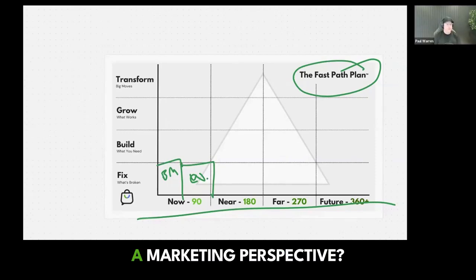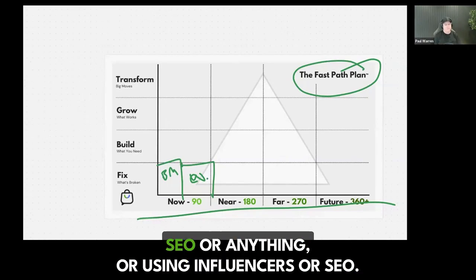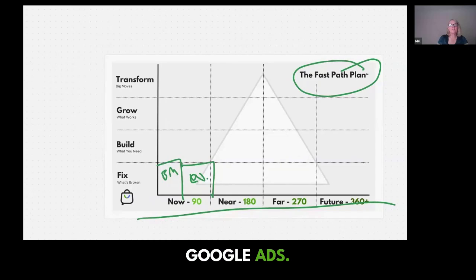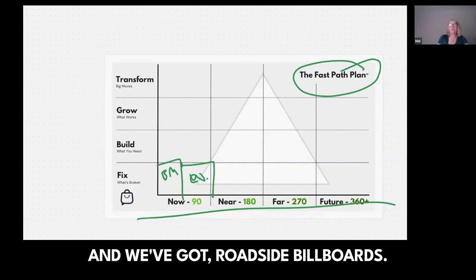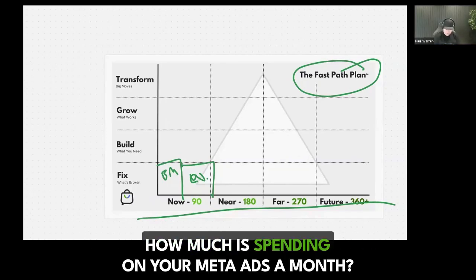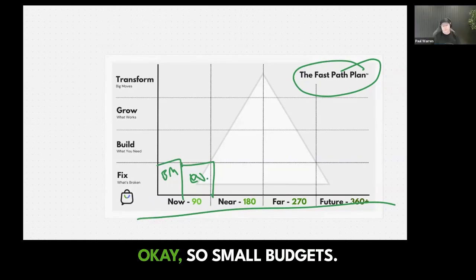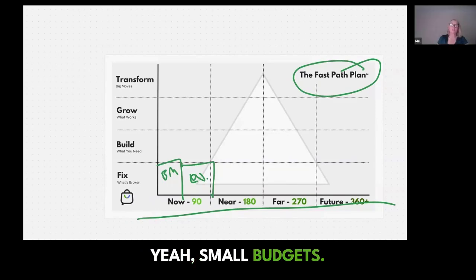What are you doing from a marketing perspective? Like you're doing meta ads or Google ads or SEO or anything, or using influencers, or what does that look like? SEO, Google ads. And we've got roadside billboards. Whoa, okay, right. How much are you spending on your meta ads a month? 500? Not a lot. Same with Google, like small budgets. Yeah, small budgets. Yeah, cool.